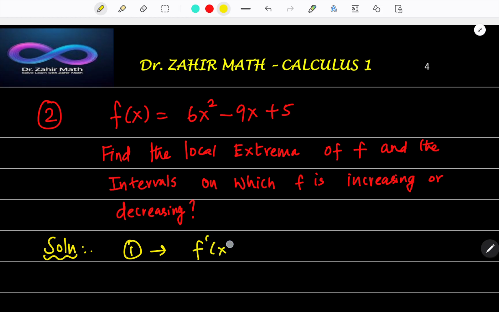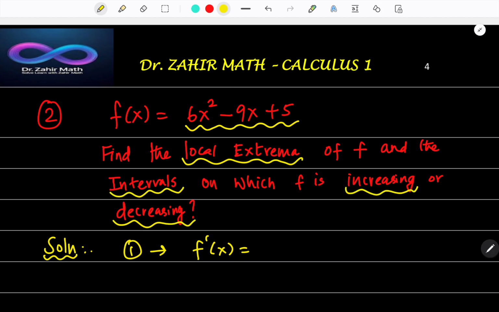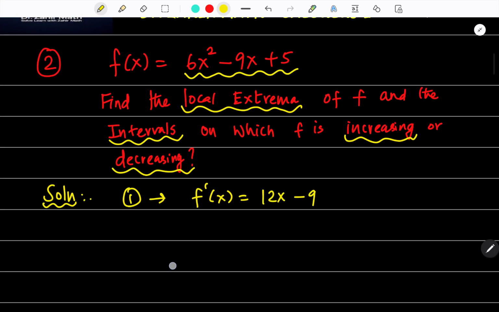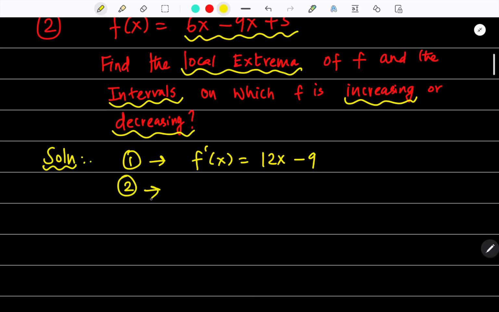Step number 1, we are finding f dash of x. What is your f of x? We need the local extrema, and we are going to find the intervals where it is increasing and where it is decreasing. So f dash of x is 12x minus 9. This is step number 1. What is step number 2?